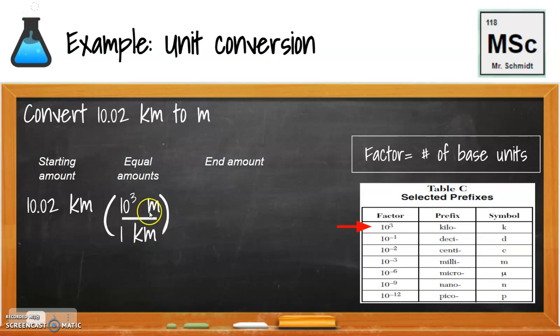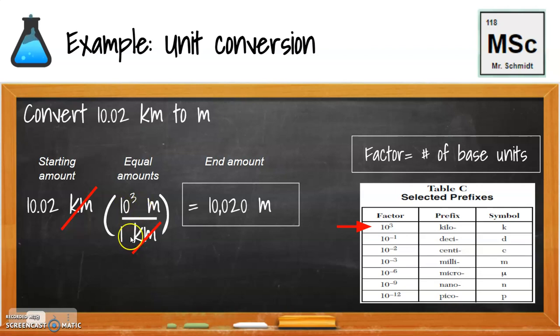Now, the reason why we wanted our units written out is so that we can cancel them when we do our math. We multiply the top numbers together and we divide by whatever numbers are on the bottom. In this case, it's very easy because our bottom number is just 1. So we take 10.02 times 10 to the third and we get our end amount, 10,020 meters. Again, in the past what you could have done is just move the decimal point 3 places, 1, 2, 3, and there you go. That's super easy and efficient. You can do that. This process of dimensional analysis is something that we're going to continually go back to this school year.